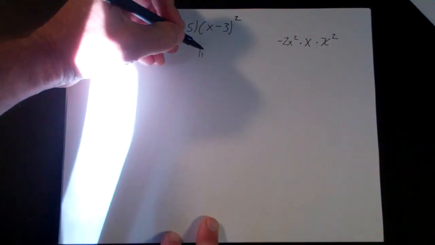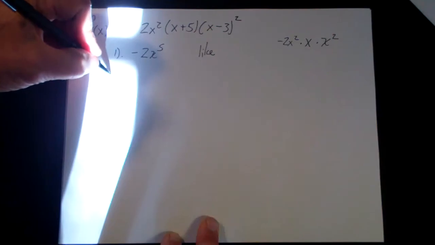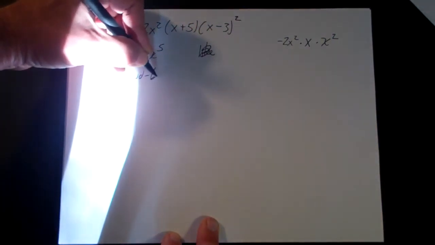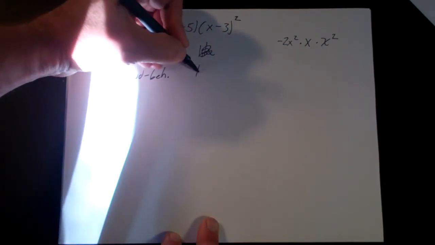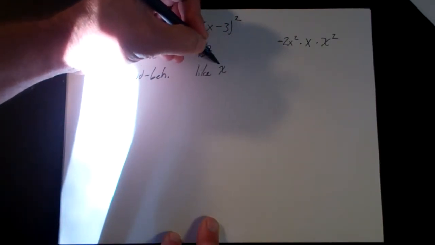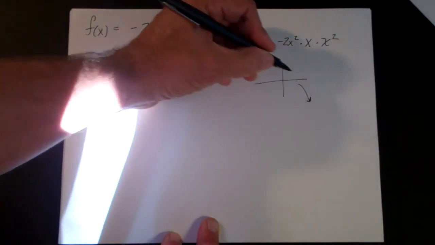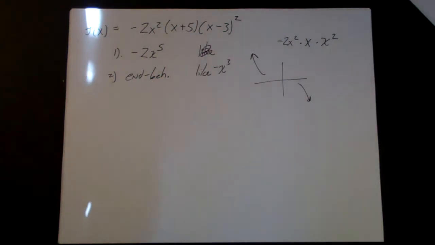And that's going to give the end behavior, which is the second step. The end behavior is going to be like negative x cubed, so the end behavior is going to look like that.